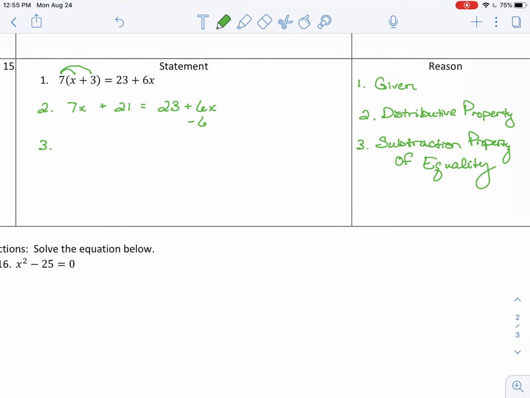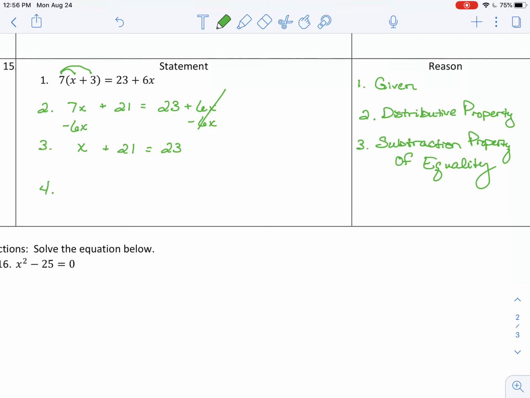I'm going to choose to subtract 6x. I was trained to always get the variable combined first, but it doesn't matter if you subtract something different. It does mean, though, that I don't have any x's on the right-hand side anymore. 7x minus 6x is 1x, so I'm just going to write x. You don't have to write the 1. But I do have to write the plus 21 equals 23.